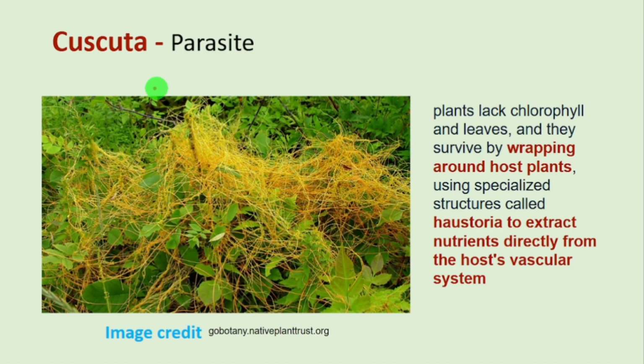And then Cuscuta, this is a parasite. You can see here a web-like structure. This will wrap the host plant and then it will develop certain structures called haustoria, and they will extract nutrients from the host vascular system. So this is the parasite plant, Cuscuta.